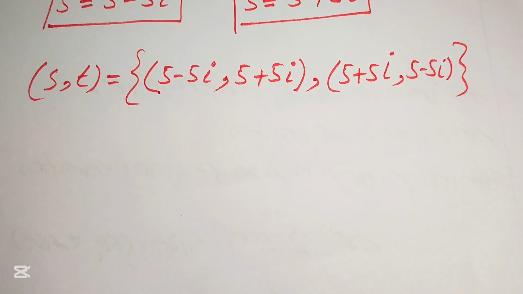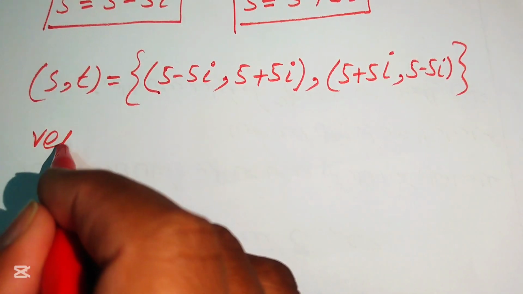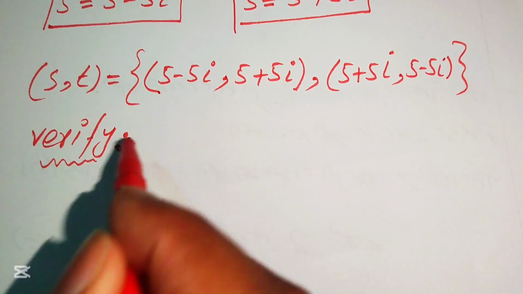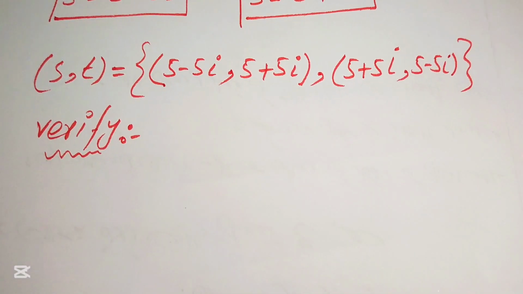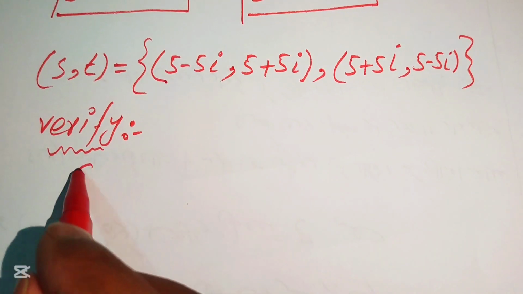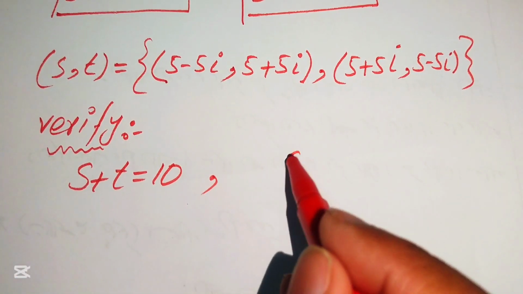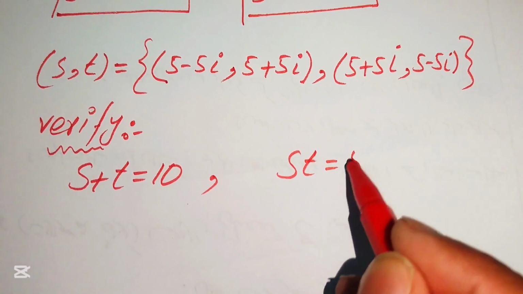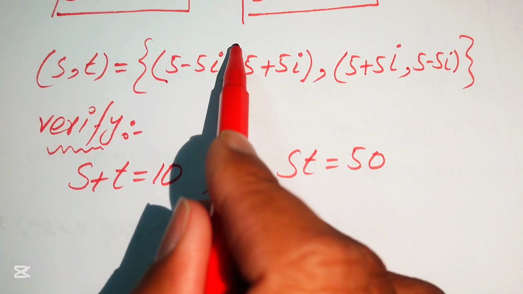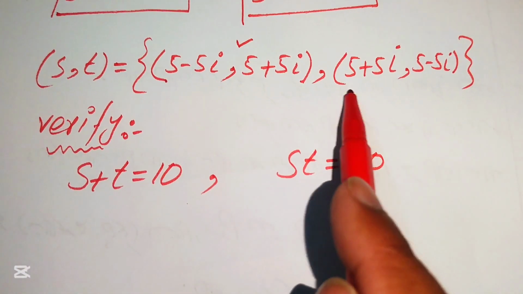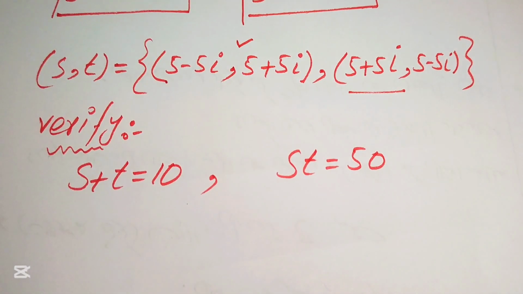And now in the next step we need to verify this solution. Does this solution set satisfy the given statement? Now we can write the given equations. Here it is s plus t equals 10 and st equals 50. I can just verify the first solution, and I leave the verification of the second solution up to you. You can verify the second solution by yourself.